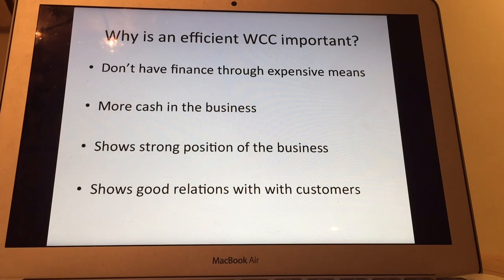Why is an efficient working capital cycle important? There are 4 main reasons for this being an important part of every business. The first one, they don't have to finance the company through expensive means. For example, if it's only a 4 or 5 day finance period, this can be achieved a lot easier rather than going through bank loans and bank overdrafts, which come with high interest rates and high costs for a business, which can impact eventually on profit and could cause the business to go into administration, bankruptcy, etc.